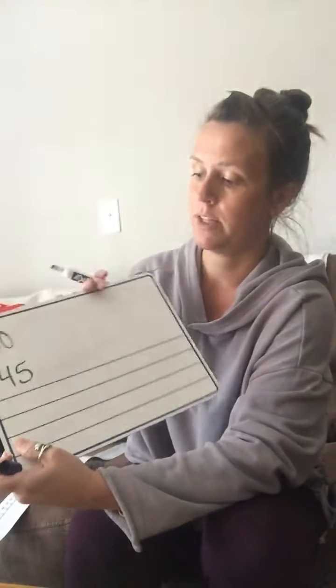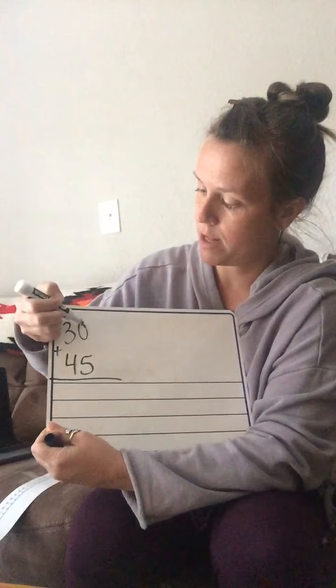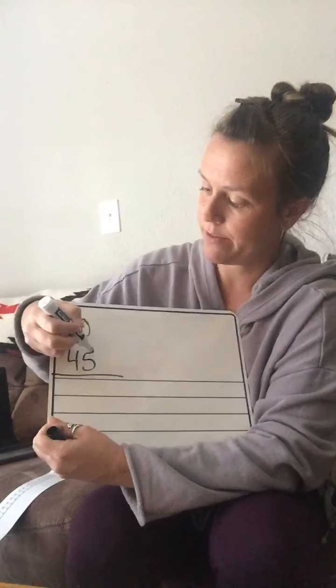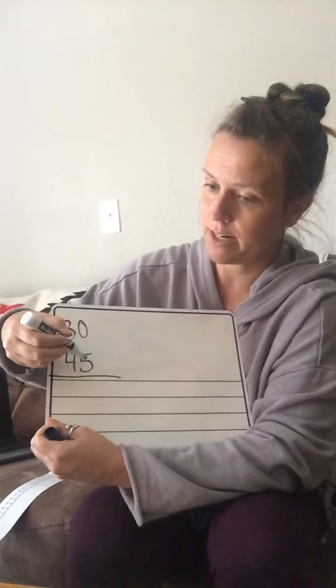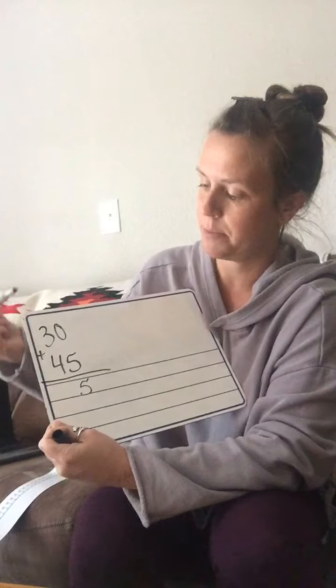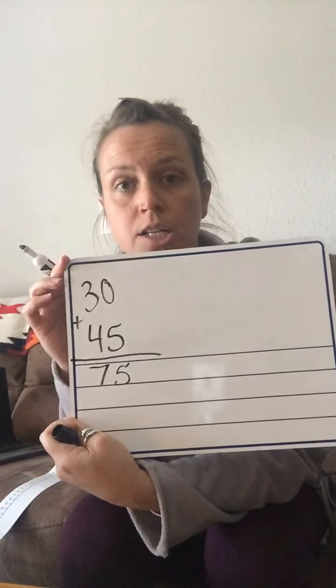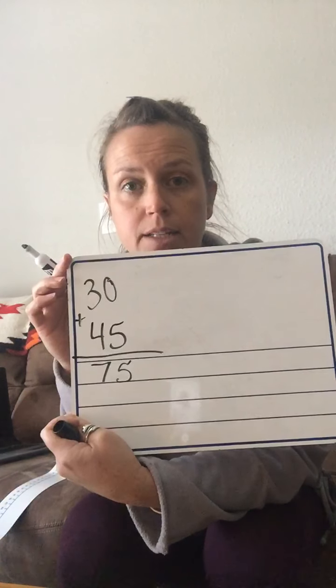So I'm just going to set it up in a vertical manner. I'm going to say 30 plus 45, okay? In my ones place, I have a 0 and a 5. 0 plus any number is that number, right? So 5. And then 3 plus 4 in the tens place makes 7 tens. So all together, lunch and soccer practice took 75 minutes.